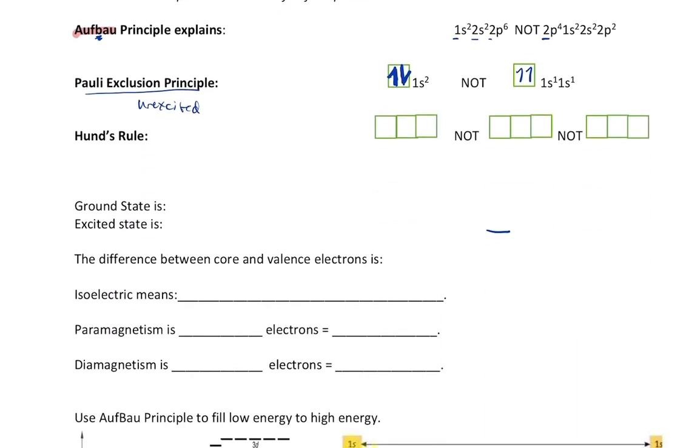The third principle is Hund's rule. This is often called the bus rule, but if you get on a bus, you are more likely to fill an empty seat before pairing up with someone. So the electrons will fill like this. They won't fill like that. And they won't fill where everyone's like up. They won't do that either. They fill singly before they fill with pairs.